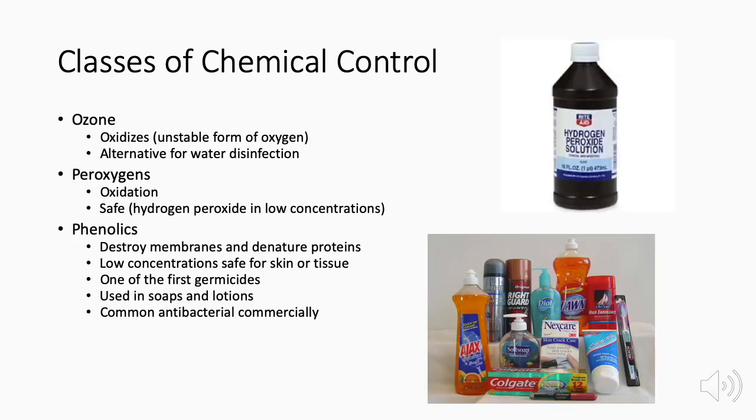Ozone causes oxidation and is an alternative for water disinfecting. Peroxygens are also oxidizers. They're pretty safe in low concentrations, but not so safe in high concentrations. Phenolics are a very broad class of antimicrobial chemicals, and they function by breaking down membranes and, of course, denaturing proteins. In really low concentrations, they can be safe for use on skin. They were one of the very first germicides introduced into the commercial market. Phenolics are the most common disinfectants put in household products like soaps, lotions, and dish soaps. You can find just about anything antimicrobial these days. It's very common commercially.